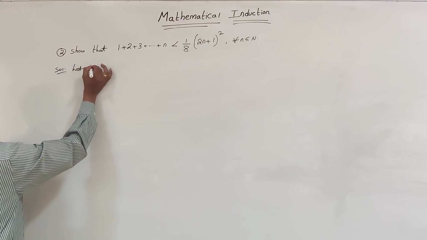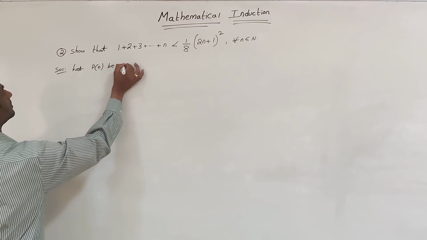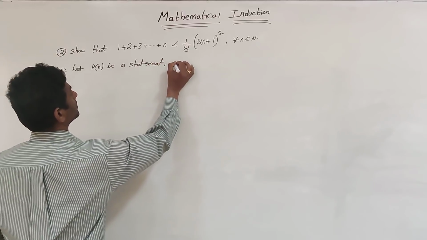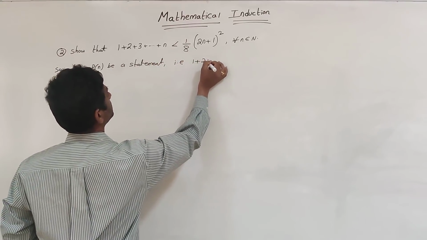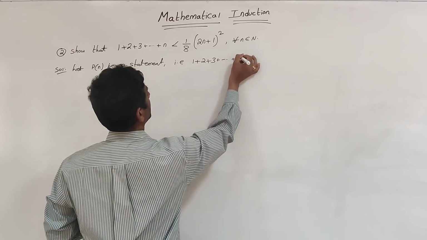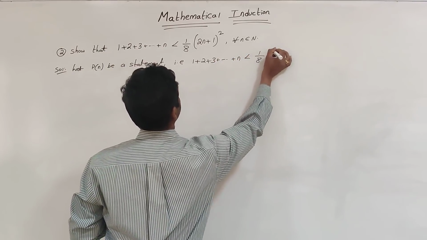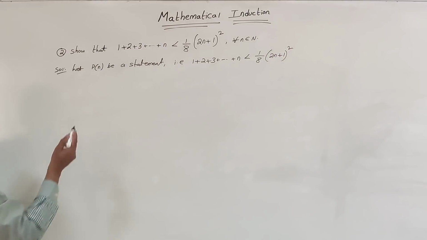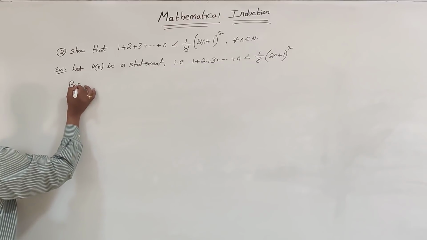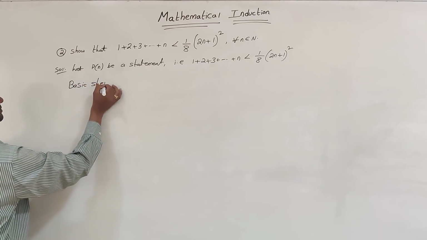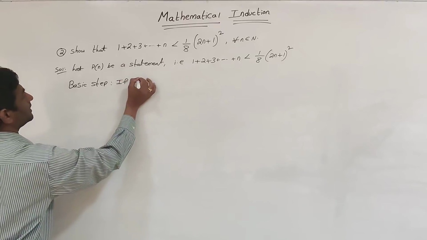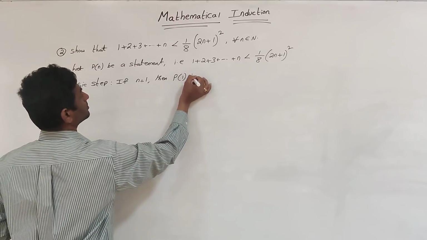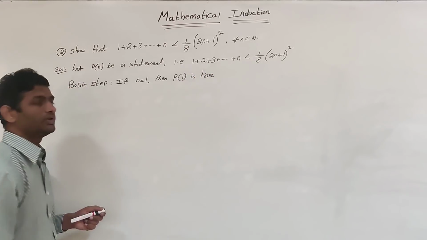Let P of n be the statement: 1 plus 2 plus 3 plus so on plus n is less than 1 by 8 times of (2n plus 1) whole square. So basic step: if n is equal to 1, then P of 1 is true. How will it be true? Let's see.